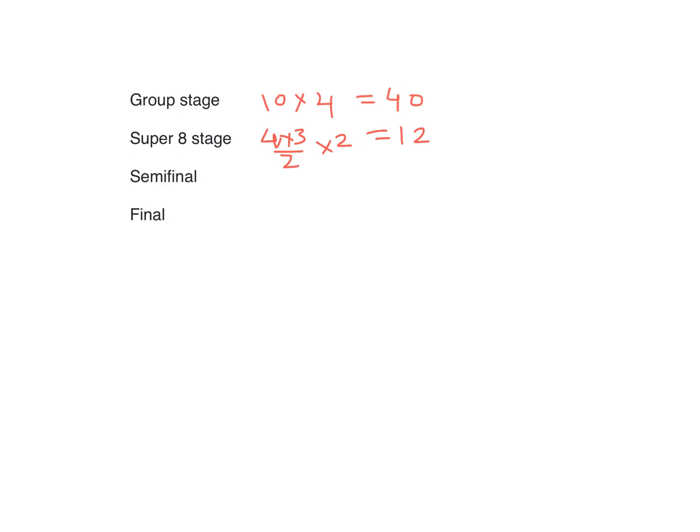Then semi-finals, obviously two semi-finals will be there. That is, the first team of a group will play against the second team of the other group. Then the winners of the two semi-finals will play in the final, and that is one match. So in total we have 40 plus 12, that is 52, plus 2, 54, plus 1, 55 matches in this tournament.